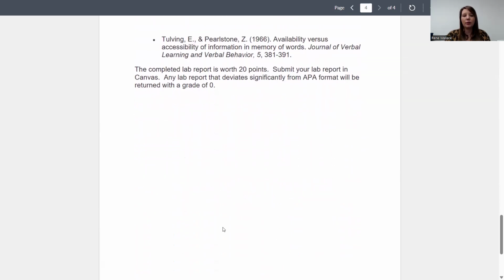So I'm going to share to JASP. And again, this is an example file from a previous semester, so this is not your data. Okay, so this is an old example. So let's see, we've got age, gender, encoding cue, retrieval cue, correct recall, and false recall.